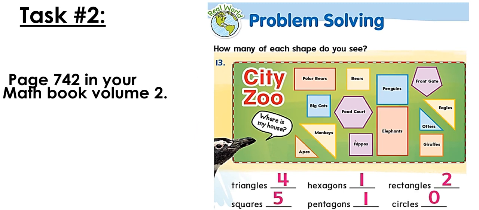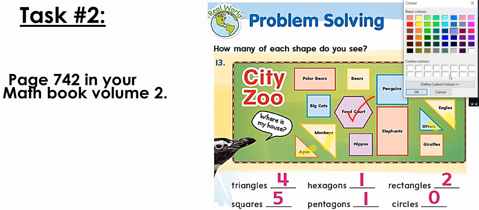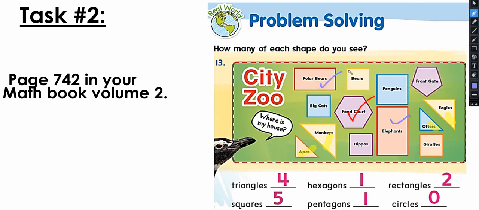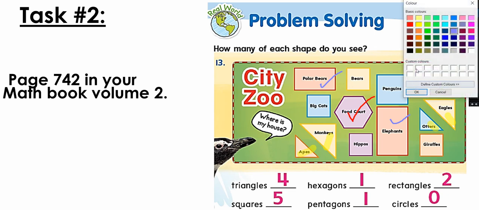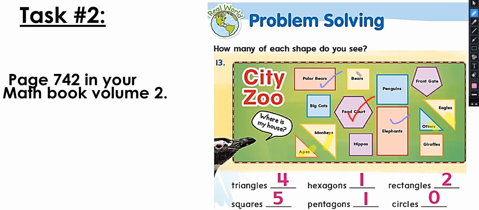And here are your answers. I found 4 triangles. Let's see. 1, 2, 3, and 4. How many hexagons? There is only 1 hexagon. How many rectangles? 1, 2 rectangles. Squares. Most of the shapes are squares. Let's find them. 1 for bears, penguins 2, big cats 3, and hippos 4. Oh, there is one more. Giraffes, 5. So 5 squares. And there is only one pentagon, which is the front gate. Are there any circles? No circles.